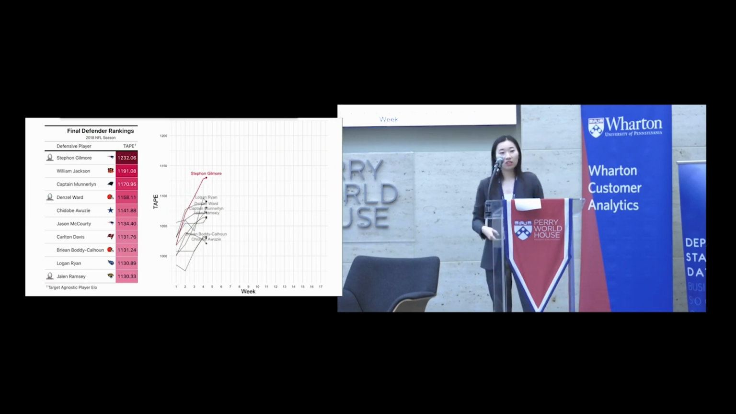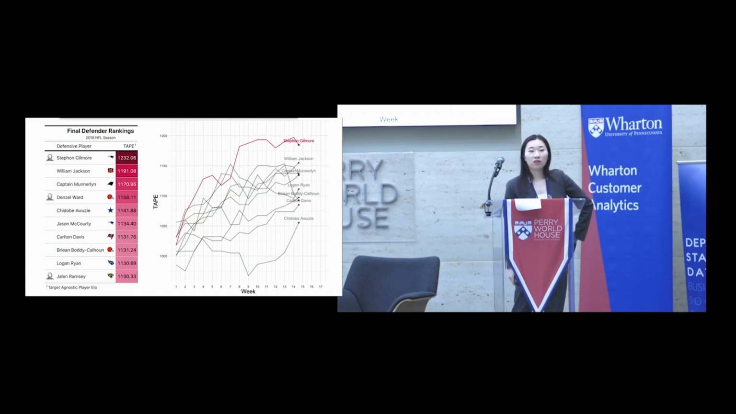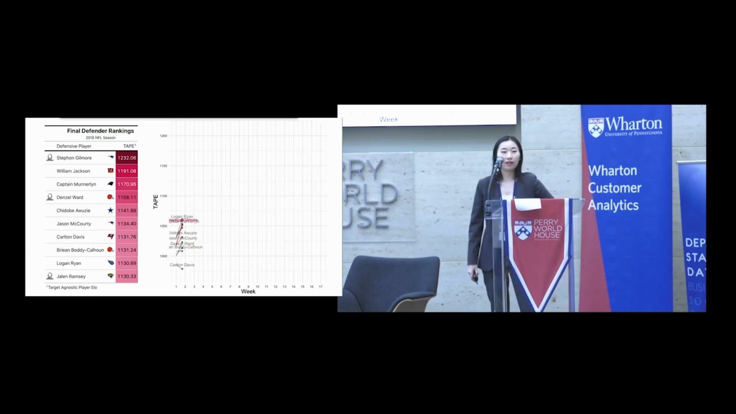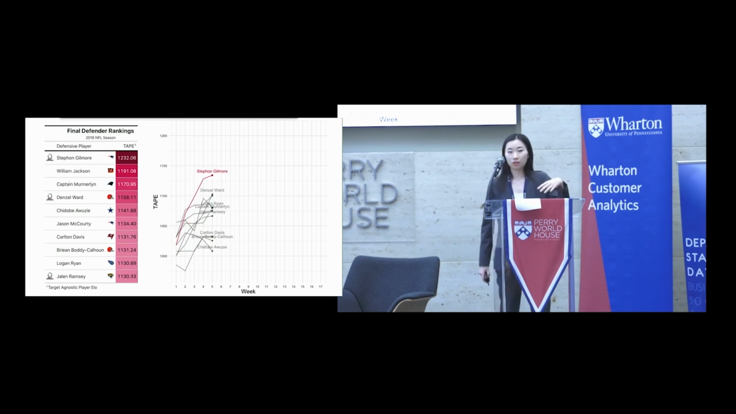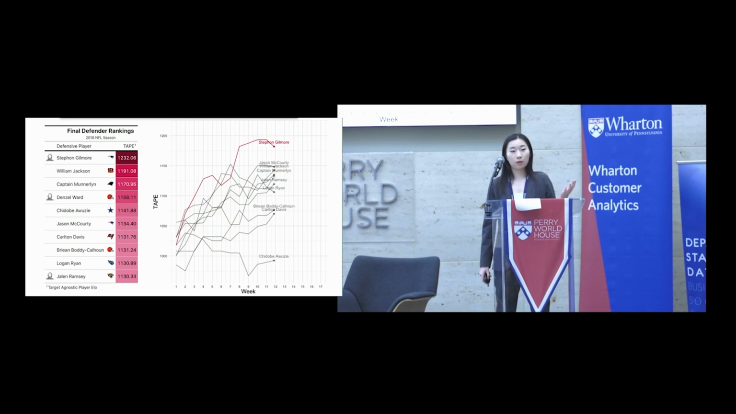And then this is just a quick recap of the defender rankings. This is purely for the eye test. I don't know if you recognize these names, but Stephon Gilmore, Denzel Ward, and Jalen Ramsey were all Pro Bowlers that year. So this helps validate that our model is doing well.